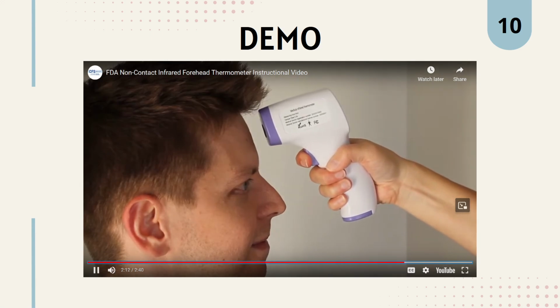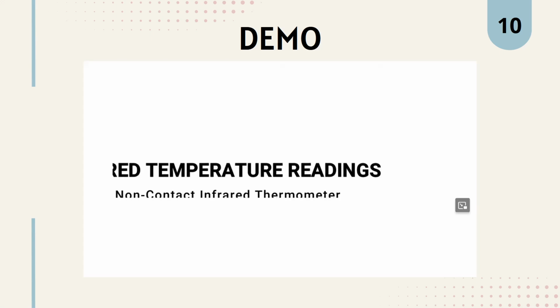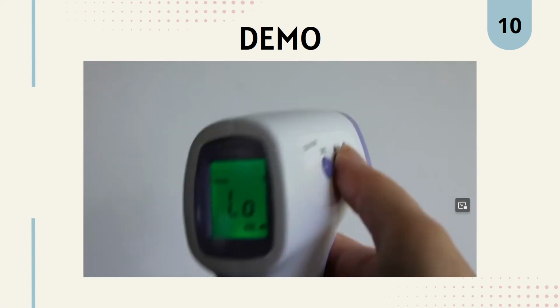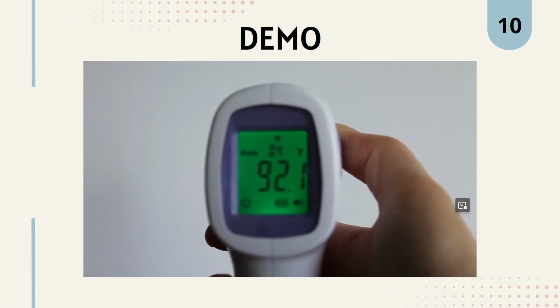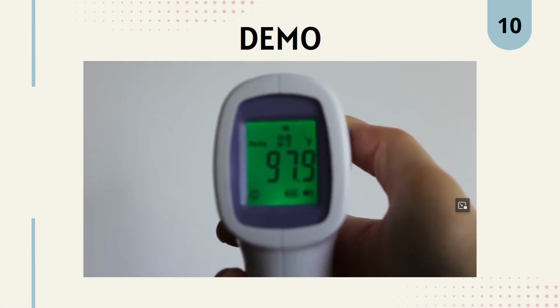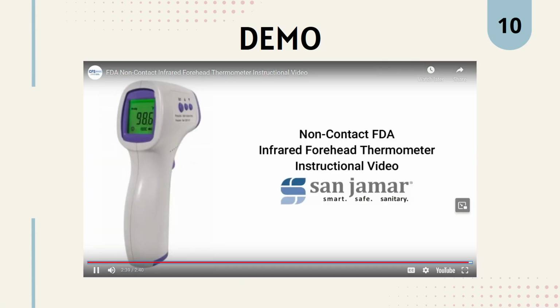The thermometer is held 1 to 2 inches from the forehead for an accurate reading. This thermometer also stores temperature readings up to 15 readings. To access those readings, you just use the arrow buttons on the side of the thermometer. The infrared forehead thermometer from Sanjmart.